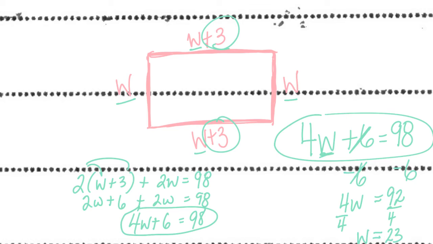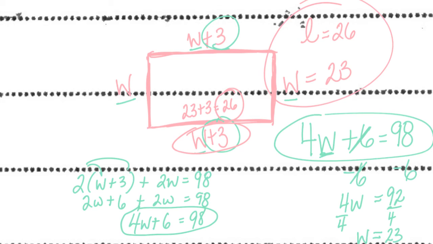Now, the question said find the length and the width, so I actually have to answer the question. If the width is 23, what is the length? Well, I have W plus 3. 23 plus 3 is going to give me 26. So the length is 26 and the width is 23.